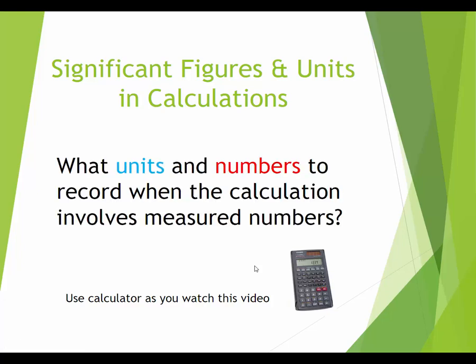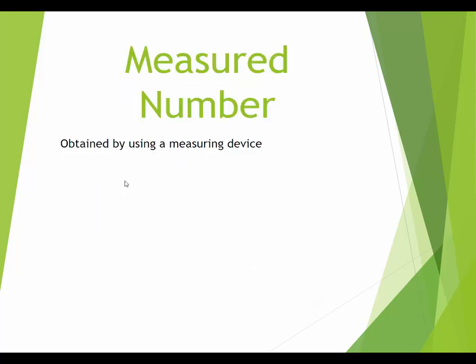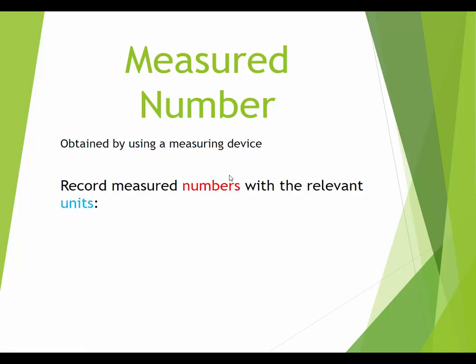Hi, in this video we're going to look at the kind of units and numbers that I will be recording whenever my calculation involves measured quantities. A measured number is something that I measure with either a sophisticated device or a simple thing like a ruler. And whenever I do a measurement, I need to add the relevant unit.